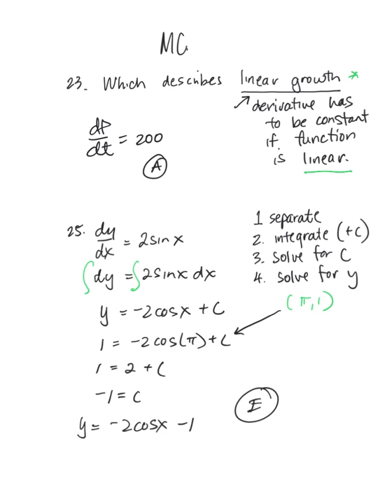Number 25, I'm actually solving. Again, remember your steps: separate your variables, integrate both sides, remember the plus C, solve for C, and then solve for y. My steps are here, and that answer would be choice E.